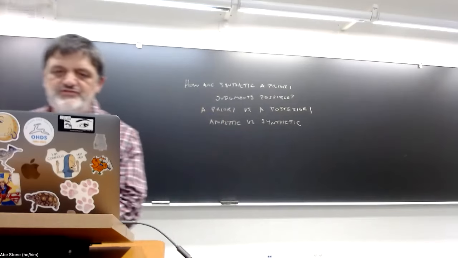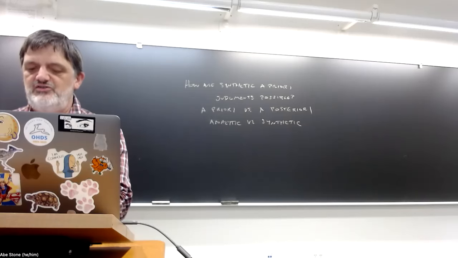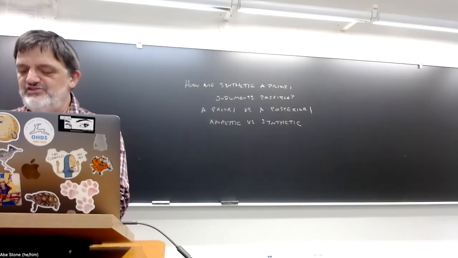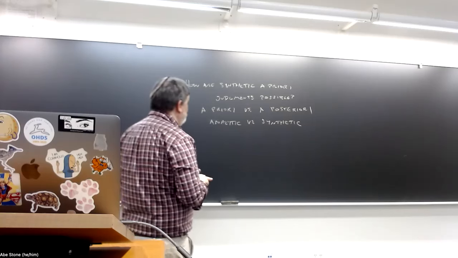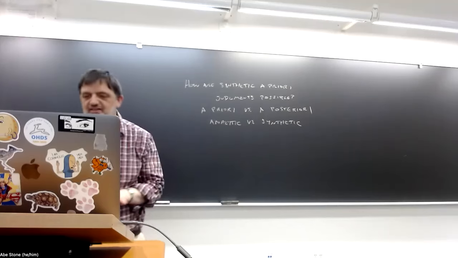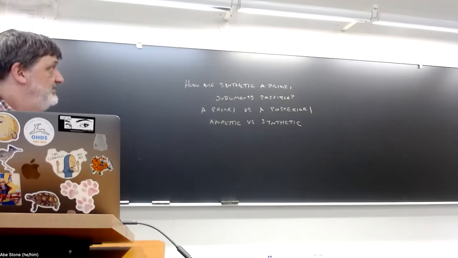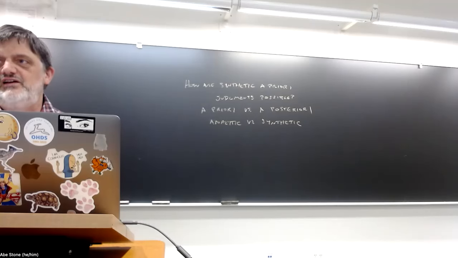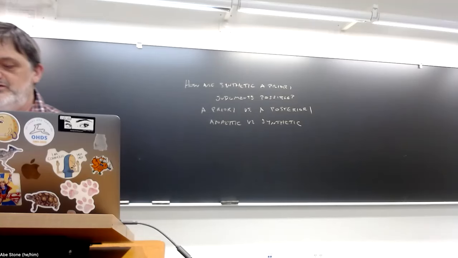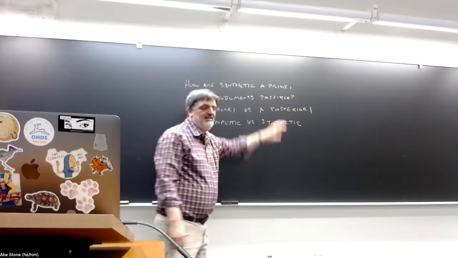So in principle, there are four different possible combinations, but there's no analytic a posteriori. I really can't say that word. There are no analytic a posteriori judgments, as I'll explain in a moment. So there are really only three different kinds. That is analytic, which are all a priori, and synthetic a posteriori, and synthetic a priori. And the hard case is synthetic a priori.